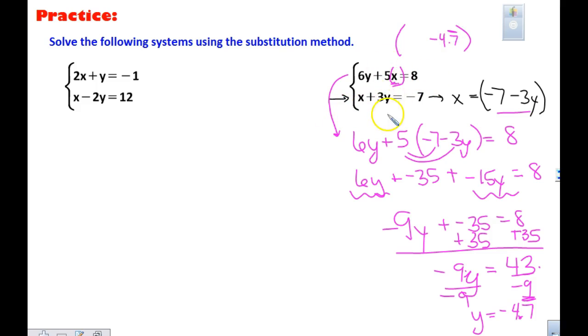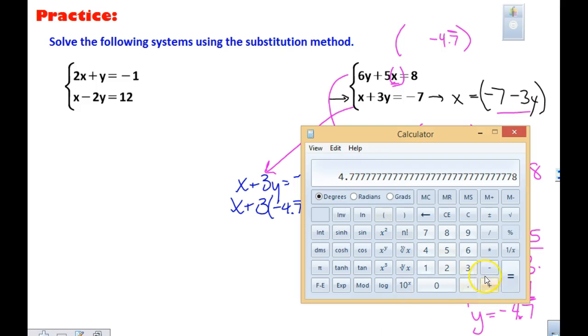Does it matter which equation you go back to solve for the x? You just have to pick one of them. If I go to the second one, as I look at that second equation, x plus 3y equals negative 7, I'm going to have x plus 3 times negative 4.7 repeating equals negative 7. So on my calculator, I already have that negative 4.7. I'm just now going to take it times 3. Don't erase it from your calculator, just take it times 3. So you get negative 14.3 repeating.